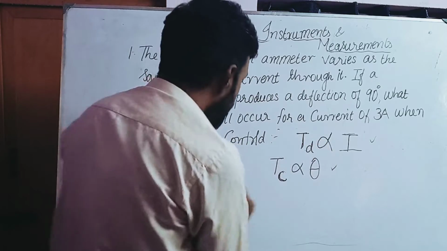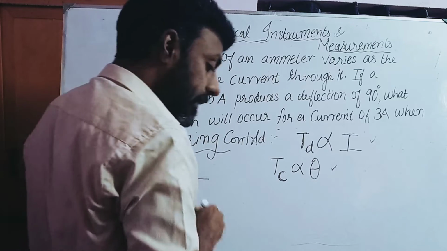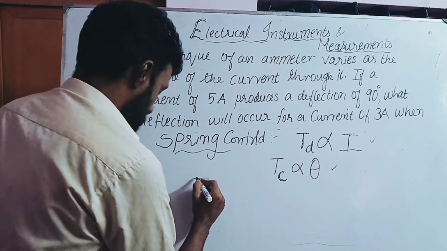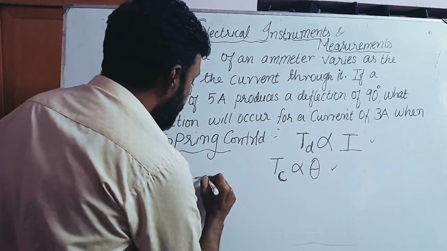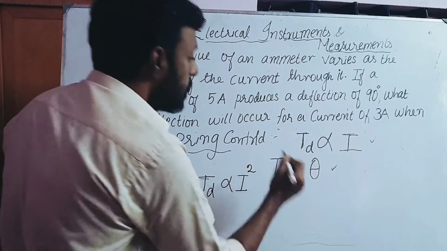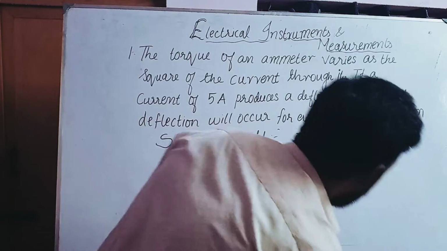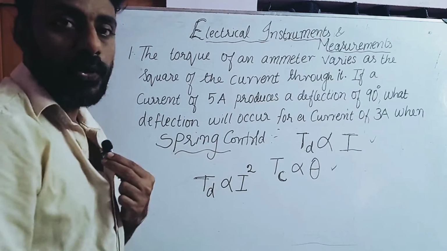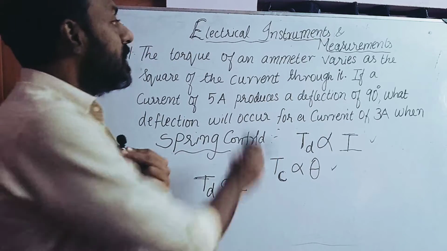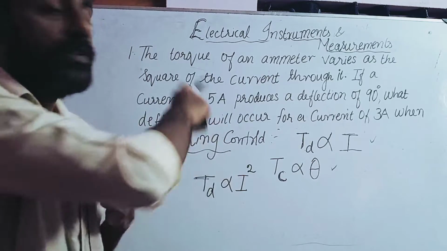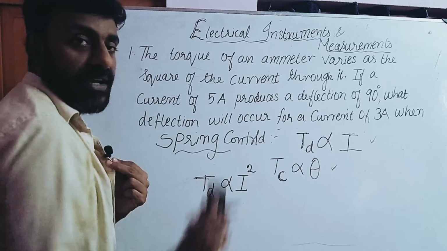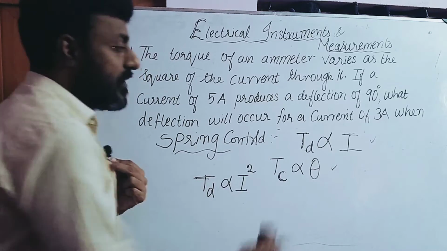So I'll write it like this: TD will be directly proportional to I squared. You cannot take TD directly proportional to I. That is the common analogy, but in this problem they have specifically mentioned that the torque is directly proportional to the square of the current. So we have obtained the TD expression.